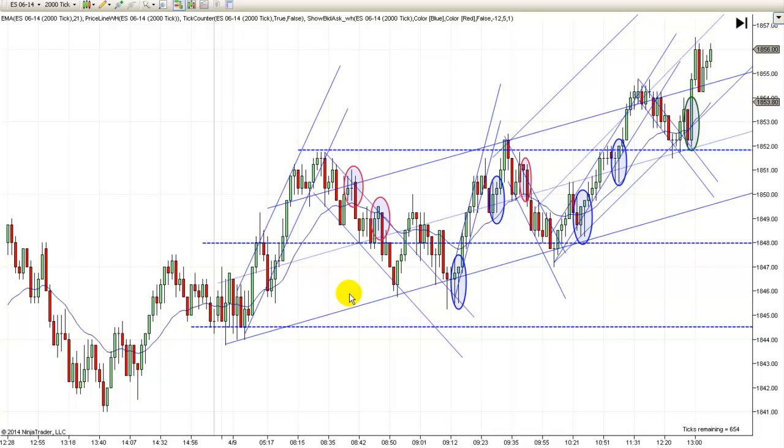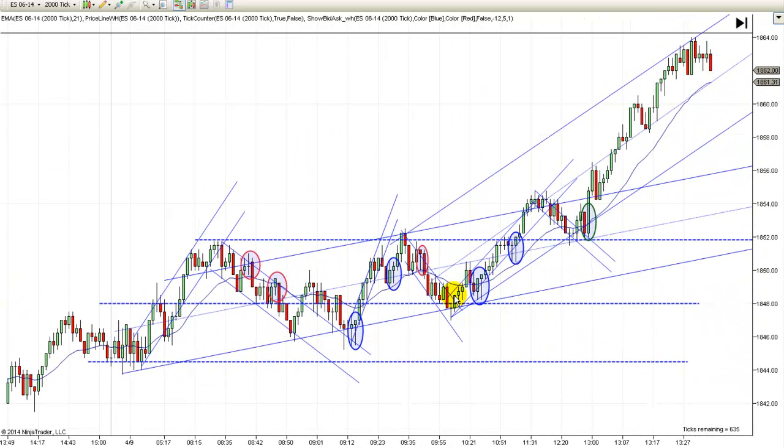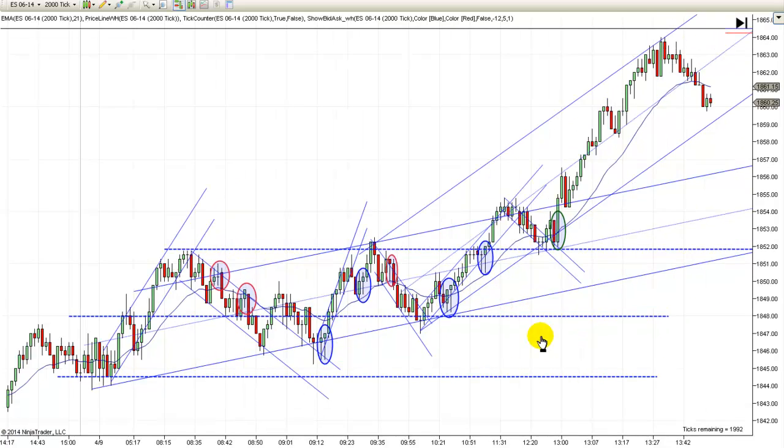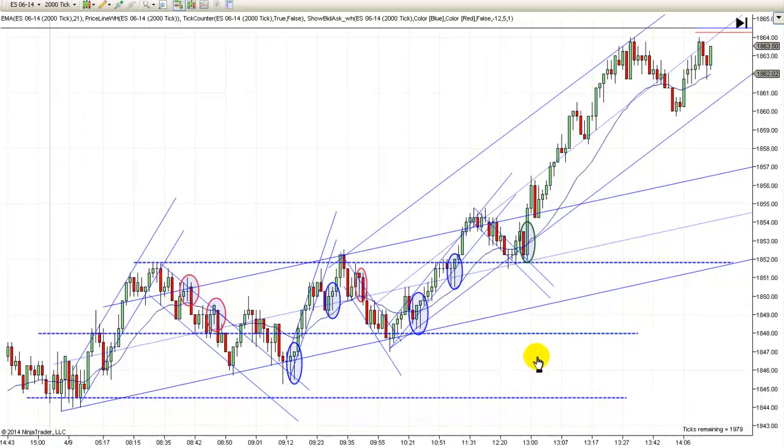And again, the clue that we're kind of ranging is look how prices are swinging back and forth above and below the EMA. And that really happened until right about here. And from there, we went higher and we never got below the EMA again. So now you're trending and it's a straight up trend.